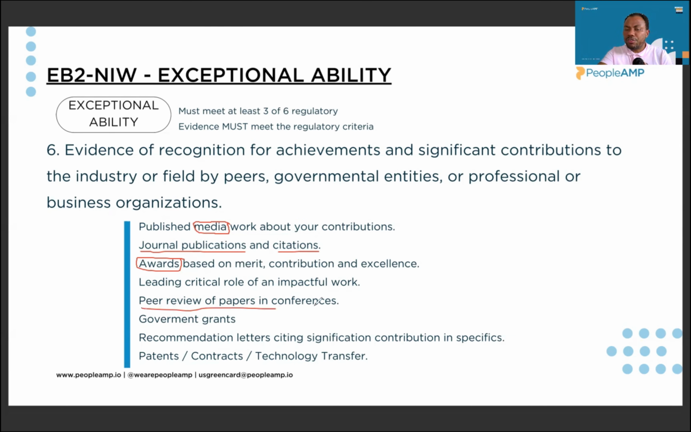The other one is a peer review. Maybe there are conferences in which you have done peer review for. Get a letter from whoever is organizer and add that as an evidence for number 6.